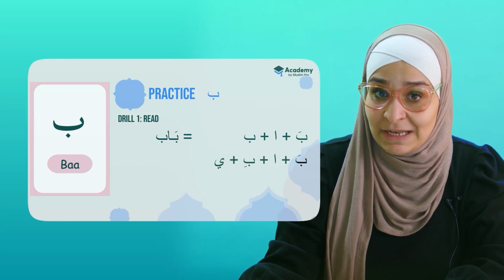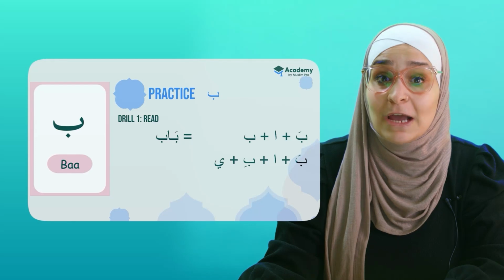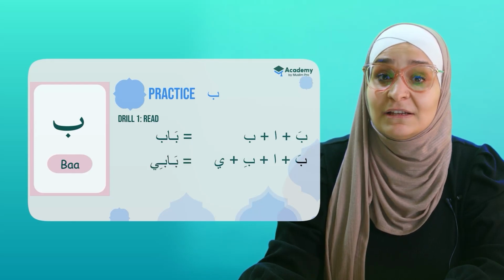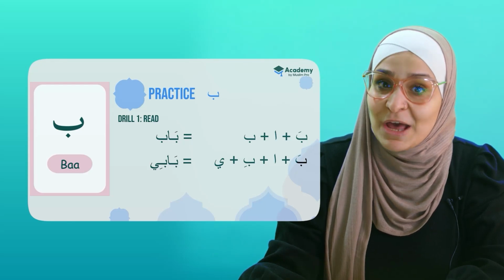Next, let's see ba followed with an alif, another ba, and then a ya. Let's see how it's written. This word can be read as babi.